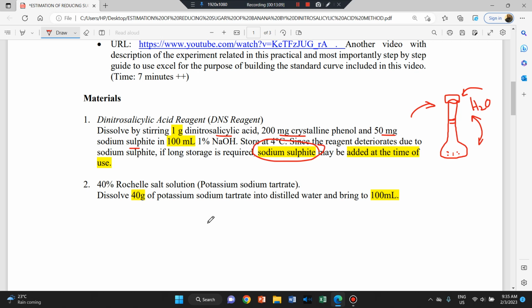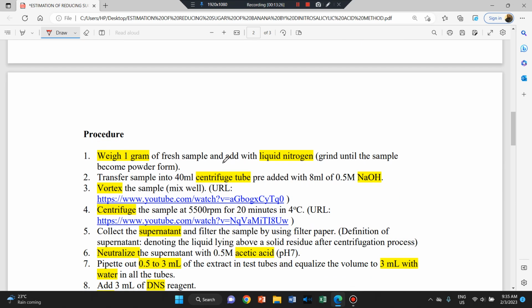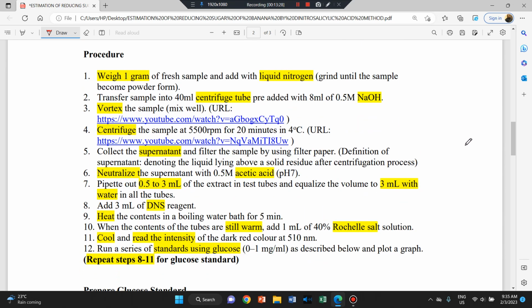Next, we have to prepare a 40% Rochelle salt solution. This needs to be done by mixing 40 grams with 100 ml of water, using a volumetric flask of 100 ml. Moving on, we now get into the actual procedure itself.